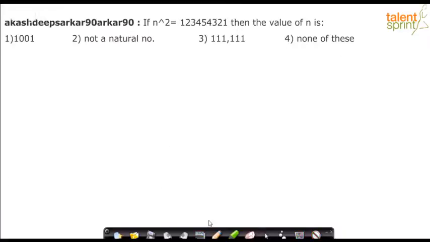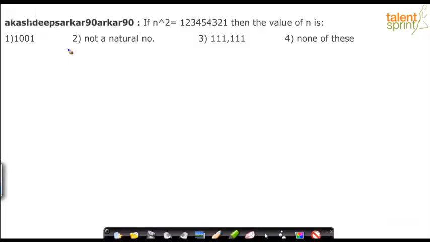Next question. Next question is from Akash. If n squared equals 12345654321, then the value of n is 1001, it is not a natural number, 111, or none of these.